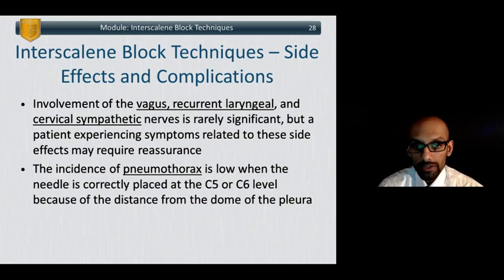So there are a lot of other nerves in the territory of the interscalene groove. You can anesthetize the vagus nerve and the recurrent laryngeal and cervical sympathetic nerves. And the patients may exhibit a variety of symptoms related to this. They can develop hoarseness, Horner syndrome, droopy eyelid, droopy face. These all resolve spontaneously after several hours. The incidence of pneumothorax is pretty low with correct needle placement at the C5 or C6 level. You're quite far away from the dome of the pleura. It's not usually a significant problem.